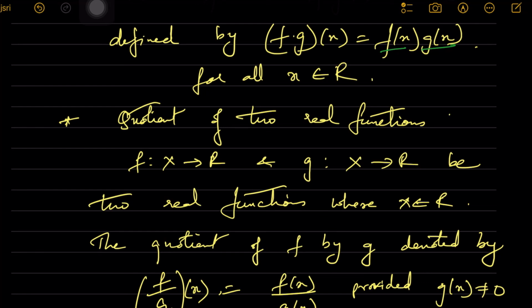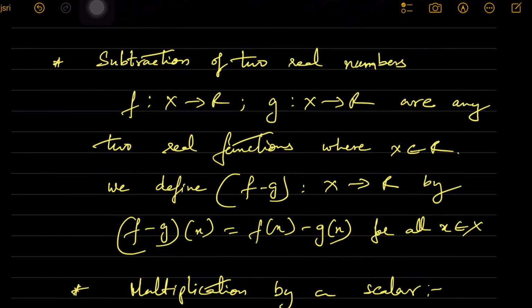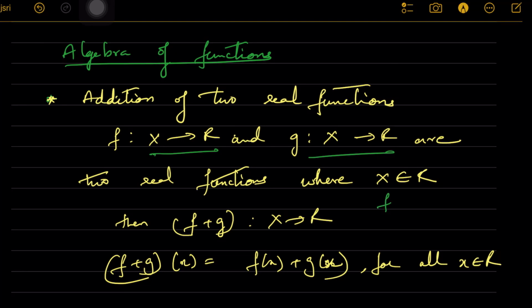Next we have quotient of two real functions, also defined in the same way. f from X to R and g from X to R be two real functions where X belongs to R. Then the quotient is denoted in the following manner, that is f by g of x is equal to f of x by g of x. So now here if we take examples, we'll see how we can write this.